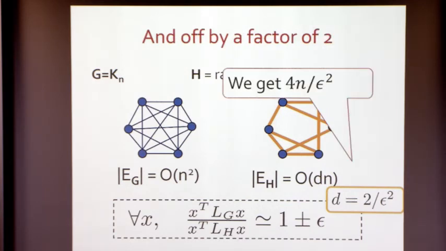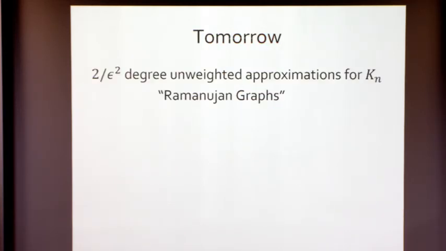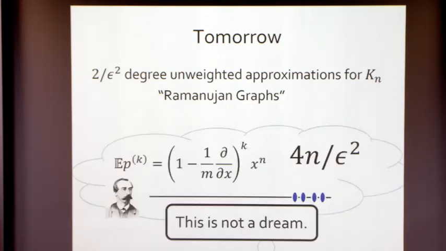And then there's another issue, which is that the right answer is 2 over epsilon squared, and we get 4 over epsilon squared. So for the complete graph, the degree that we get is off by a factor of 2. It's not exactly sharp. Tomorrow I'm going to show you how to resolve both these issues, how to get 2 over epsilon squared degree unweighted approximations of the complete graph, which are also called Ramanujan graphs.